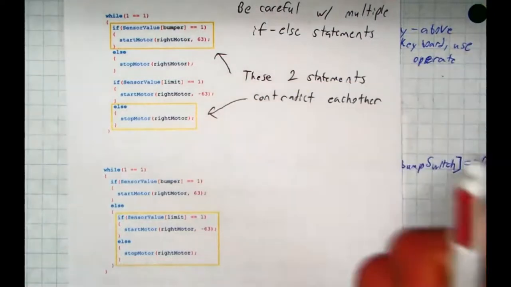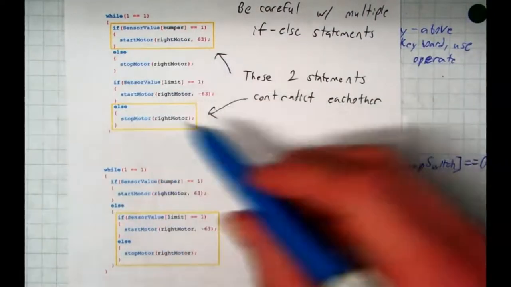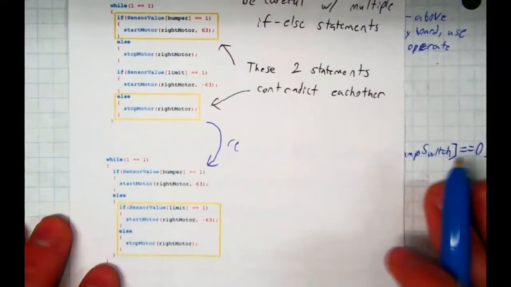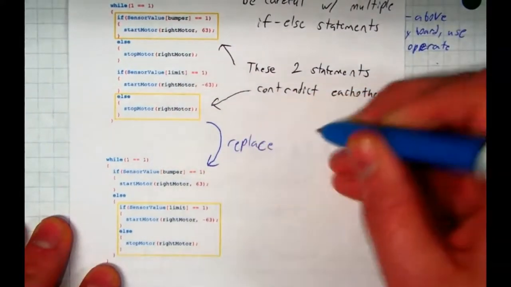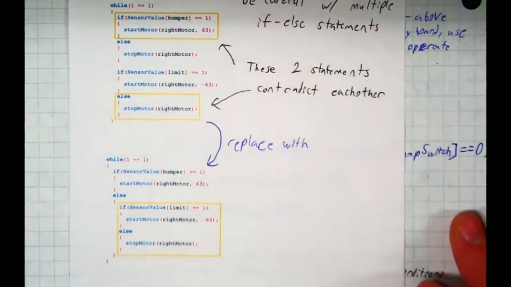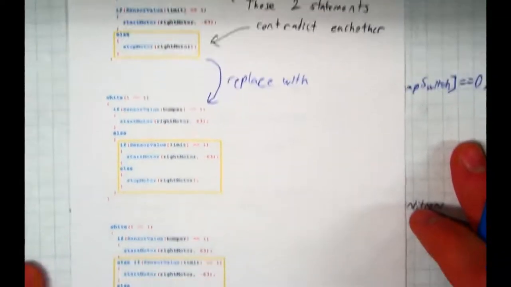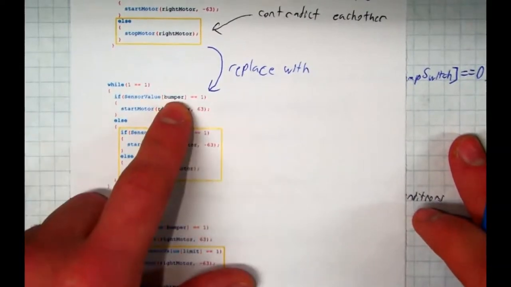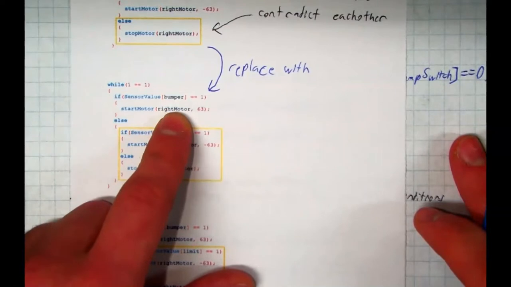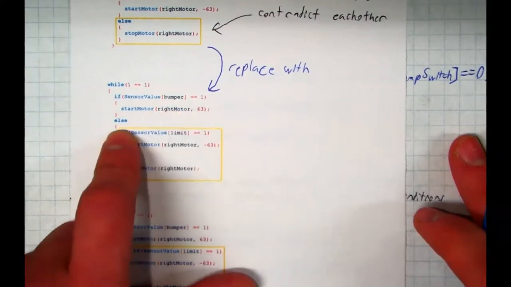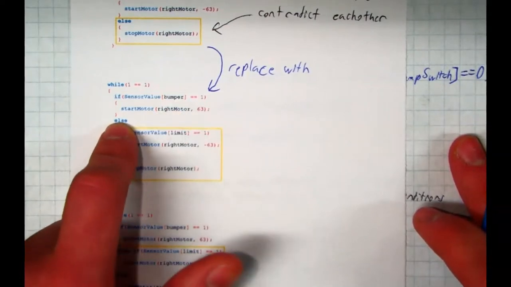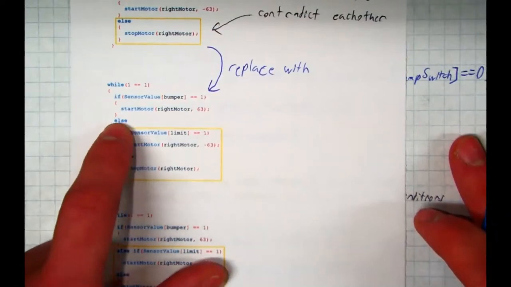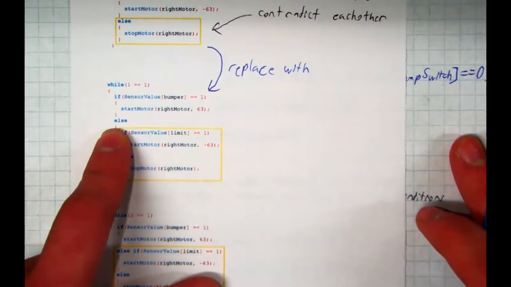Let's replace this code right here at the top with the one right beneath it. So we'll say replace with. Okay. So what's going on in this statement? It says if the bump switch is pushed, turn the right motor on forward. Then it says else. And notice what's inside the else. Another if-else statement. It's an if-else statement inside an if-else statement.